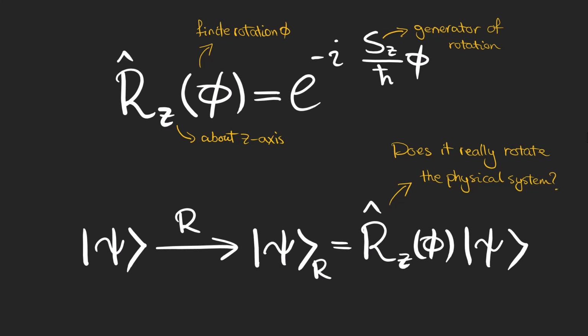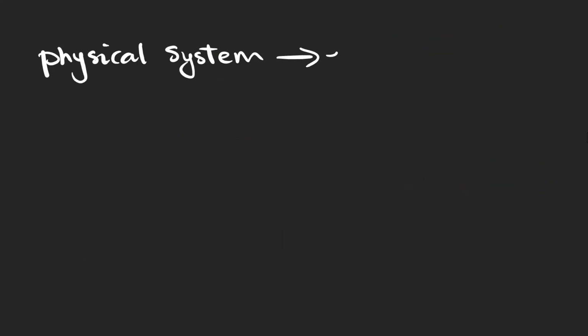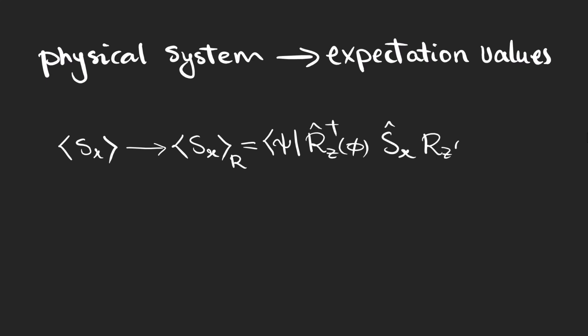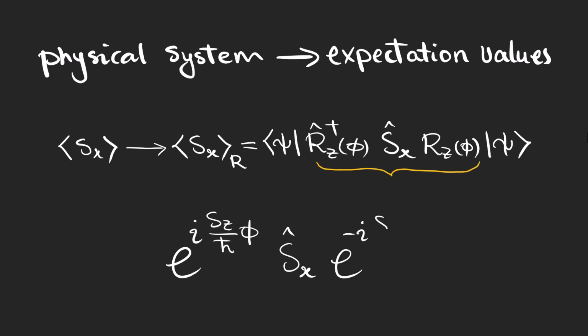So let's investigate it. When we talk about the physical system, we are talking about expectation values in quantum mechanics. States live in the Hilbert space, but when we use these states to find the expectation values of observables, we are actually talking about a physical quantity. So, to see how the rotation influences the physical system, we need to see how rotated states change the expectation value of an observable like the x component of the spin angular momentum. This is the operator we need to find to see how it affects the state of the system and as a result affects the expectation value.